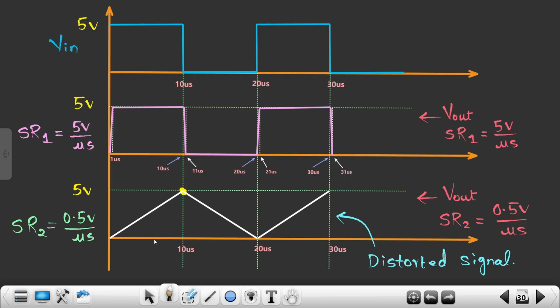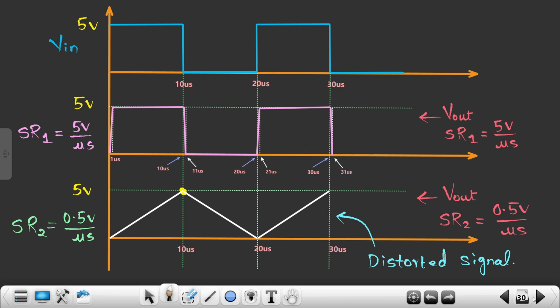So you just have a look over here. At 10 microsecond exactly, we are getting a signal of 5 volts. But before that, it will travel in this particular way, right? So this signal is a distorted signal, because this is not the desired signal. This was our desired signal, but we are getting this kind of signal at the output side, which is an absolute error.